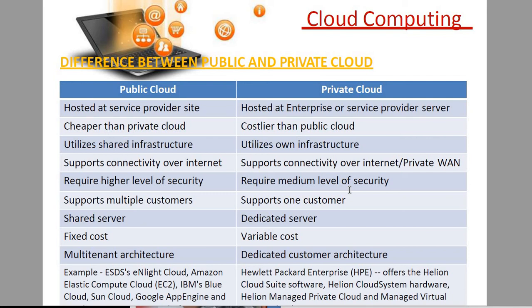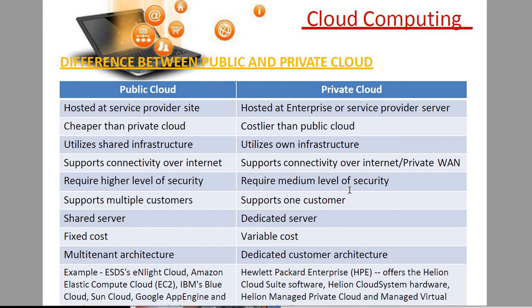Public cloud has fixed cost. Private cloud has variable cost. As we need more space on the servers, the cost will increase, so that is variable cost. Public clouds use multi-tenant architecture, while private clouds have dedicated customers. Private clouds depend on the customer's choice: what kind of architecture they want, that is on the private cloud.